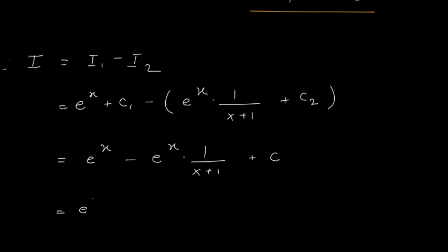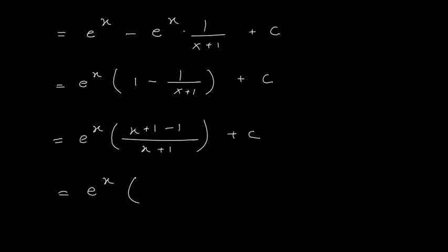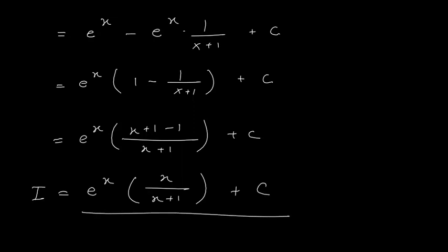Here I will take e power x common. So after taking e power x common, I have 1 minus 1 upon x plus 1 plus c. Here we can simplify this also. So this is e power x, and here we have x plus 1 minus 1 divided by x plus 1 plus c. This gives me the answer as e power x into, this 1 cancels, so I have x upon x plus 1 plus constant c. This is our integration I.